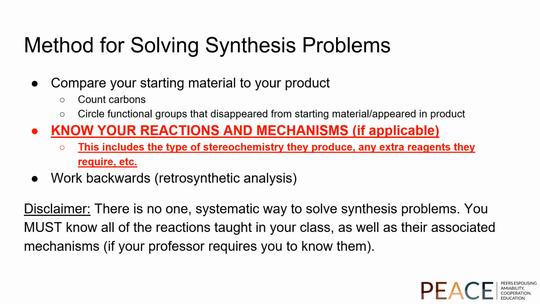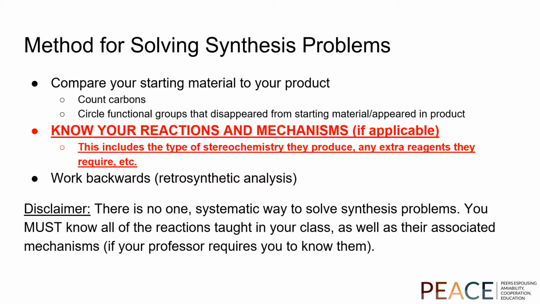Now, when you're first starting your synthesis problem, there's a couple of things that you want to look at before you start making your synthetic scheme. My first tip would be to, 1, compare your starting material to your product. Most importantly, I would say you should count your carbons to see whether you'd need to add any carbons through your reagents. And something I found really helpful is to also circle functional groups that have either disappeared from the starting material or appeared in your product.